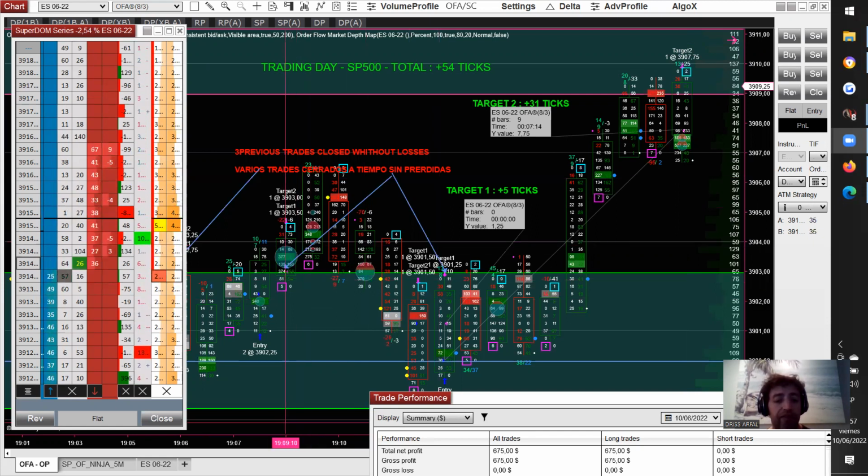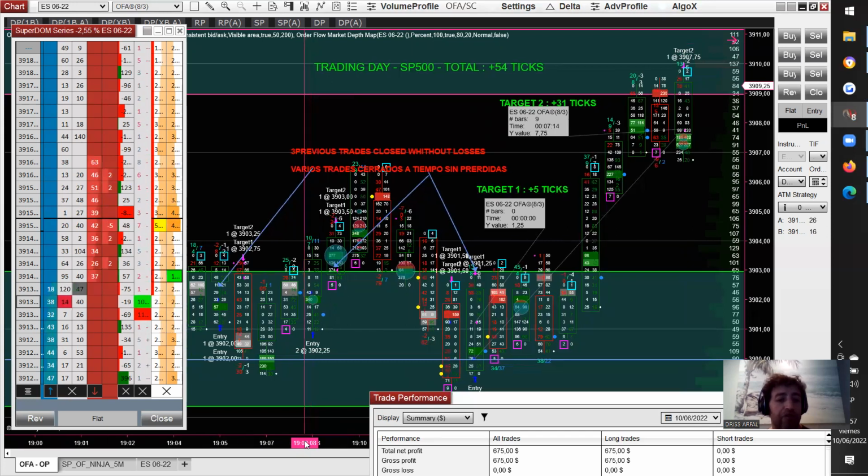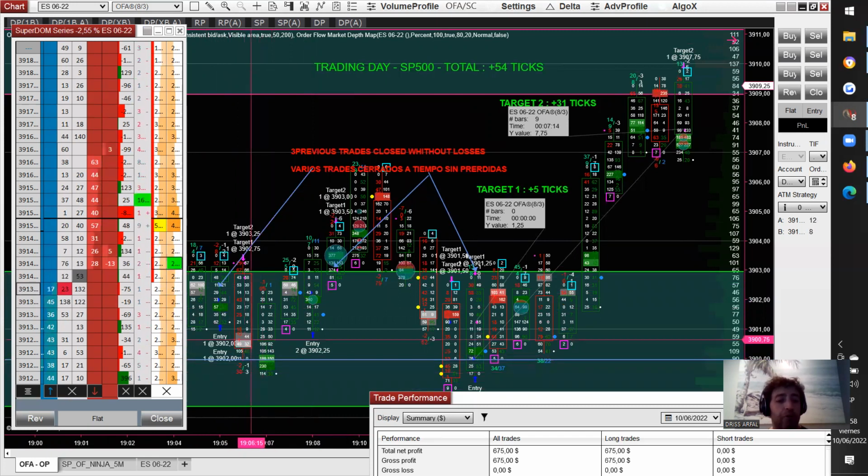After waiting a couple of hours, we decided that before the closing session we'd go for a couple of contrarian trades. We're looking for long trades, buying. We took the first trade here on a couple of absorptions, and as you can see, the trade is not showing strength upwards, so we decided to close it at break even plus a couple of ticks.